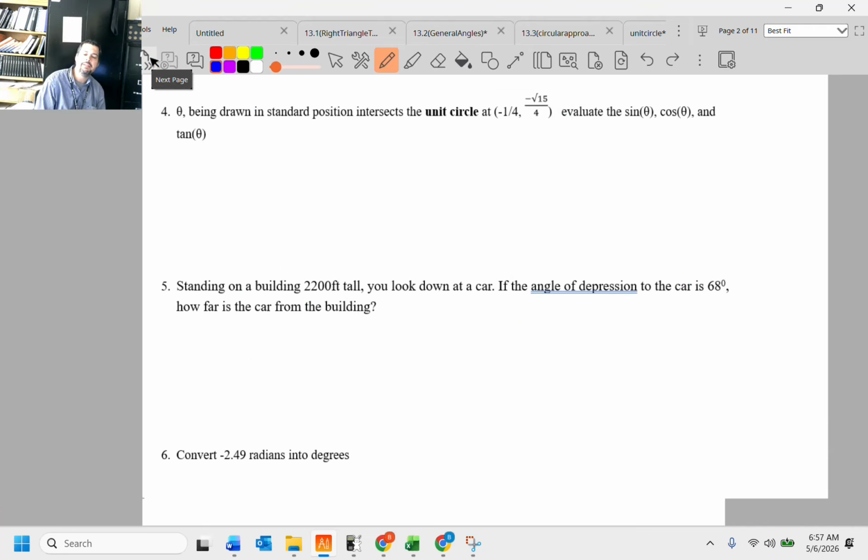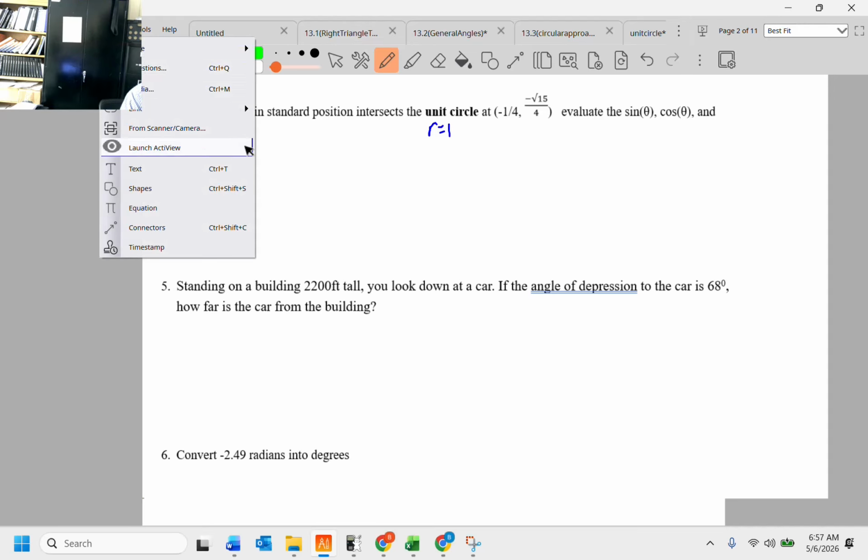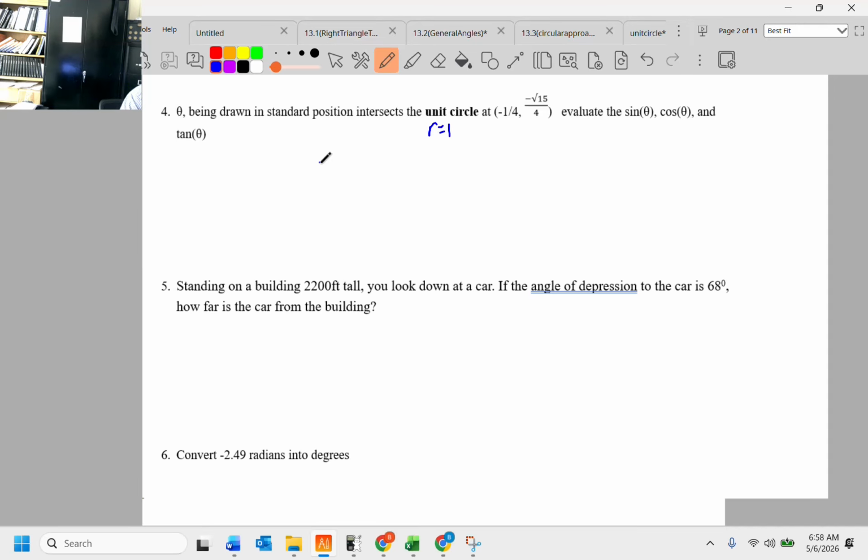Number 4: a theta drawn in standard position intersects the unit circle, which has a radius of 1, at negative 1 over 4 and negative root 15 over 4. Evaluate the sine, cosine, and tangent of the angle. All right, so it should be a pretty easy problem here. The sine ratio is just going to be y over r, which is negative root 15 over 4, all over 1, which is just negative root 15 over 4, because we're dividing by 1. On the unit circle, sine is y.